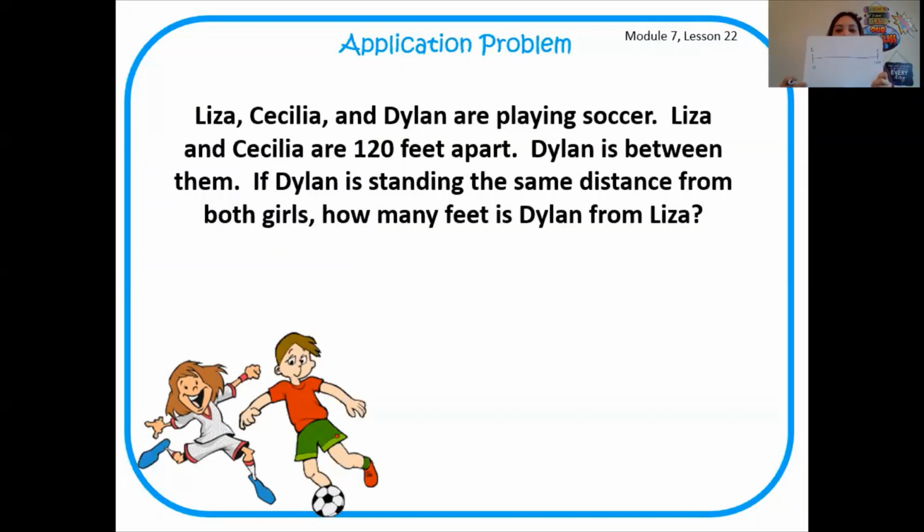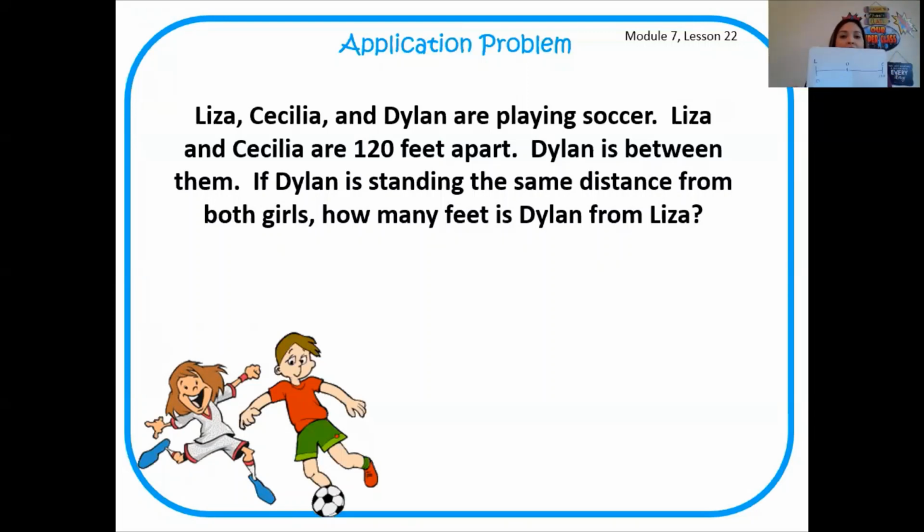Now, it says Dylan is between them, which means in the middle. He is standing the same distance from both girls. So he's right in the middle. If you go this way, it'll take him the same amount of time to run to one or the other. He's not closer to Liza, and he's not closer to Cecilia. He's right in the middle. So this is Dylan right here.